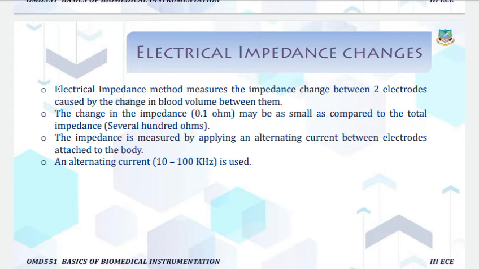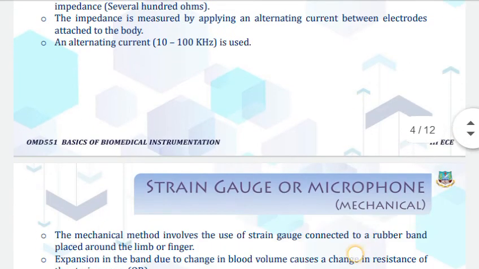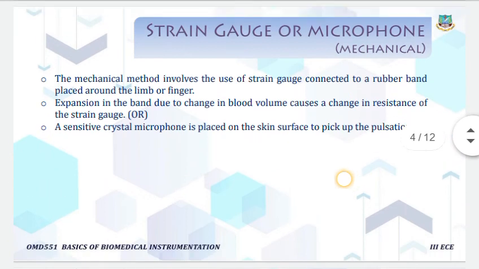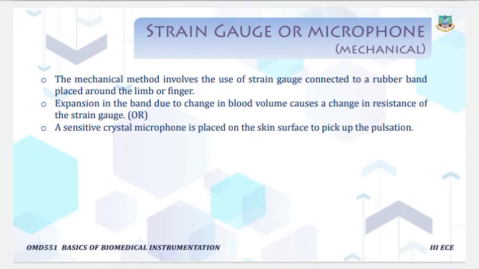Okay, that is the electrical impedance change method. Next one, strain gauge method or microphone. Here it is a mechanical method. This method involves a strain gauge connected to a rubber band placed around the limb or the finger.